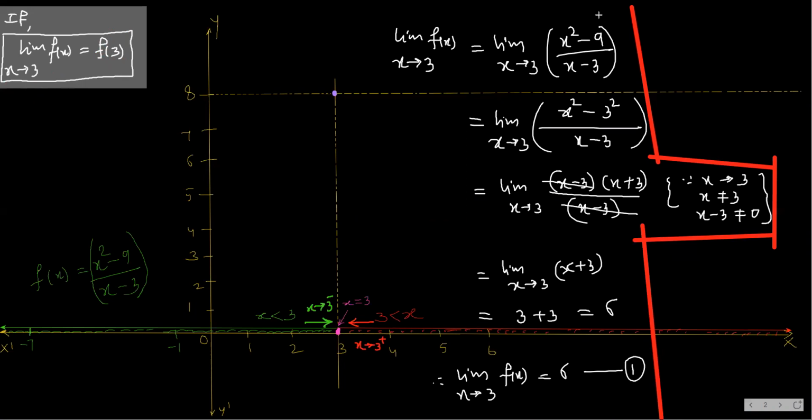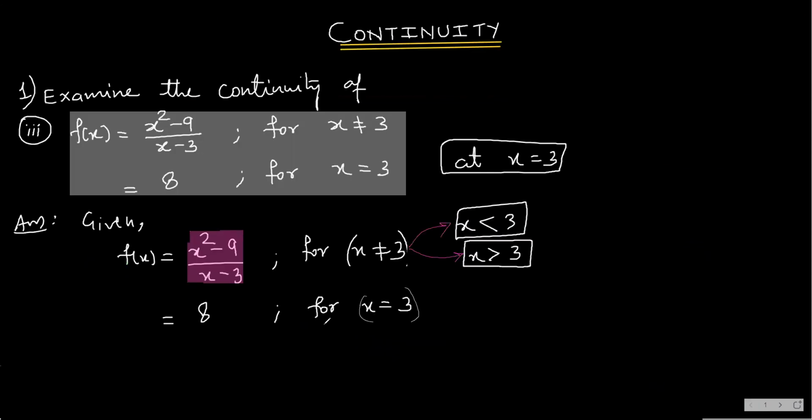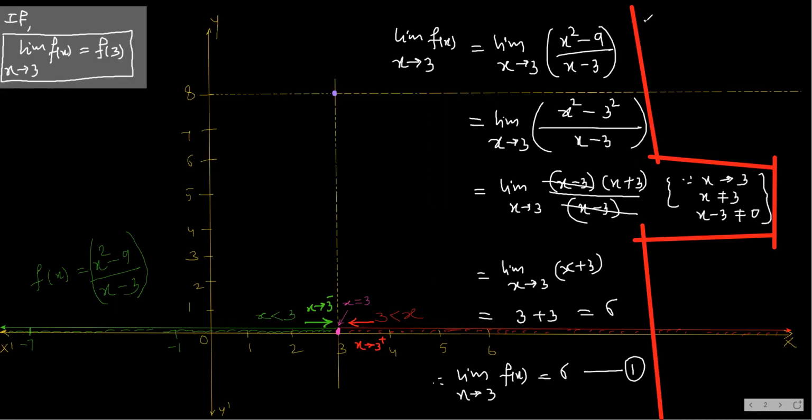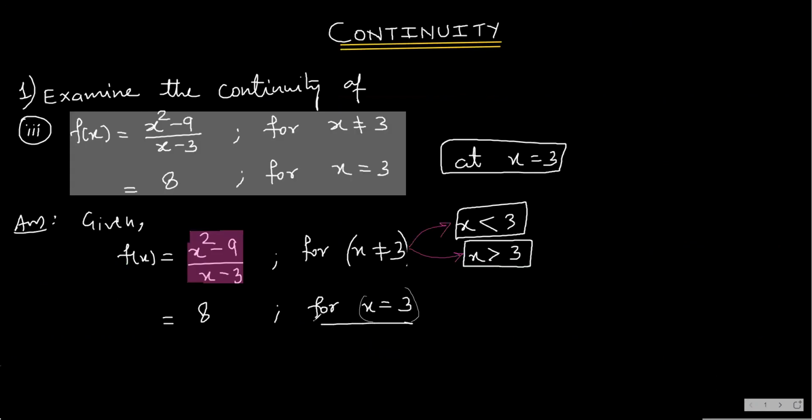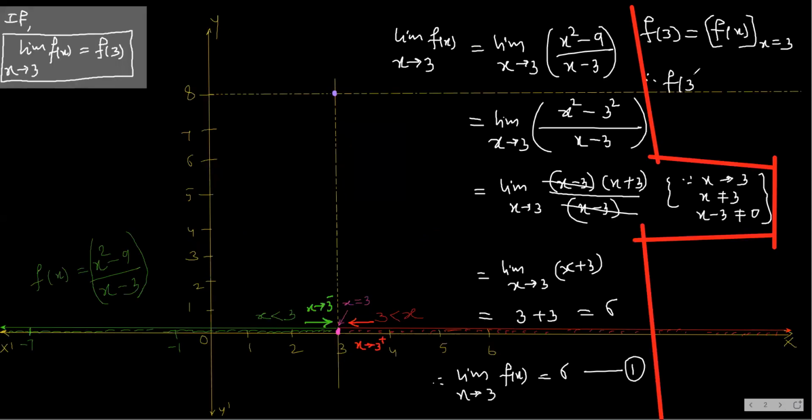See, it's given. f of 3 means f of x for x equals 3. And you know in the definition they have given, when x is 3, f of x is 8. Check this. Therefore, f of 3 is equal to 8.